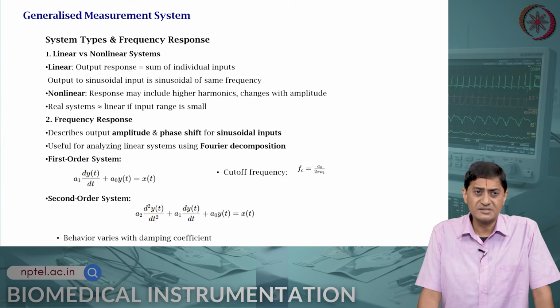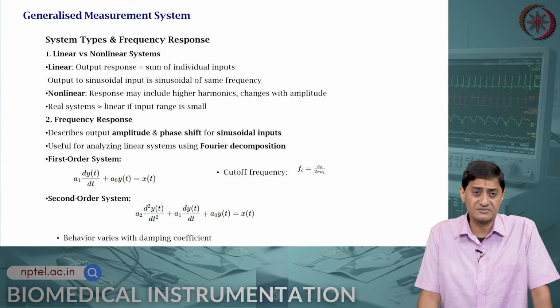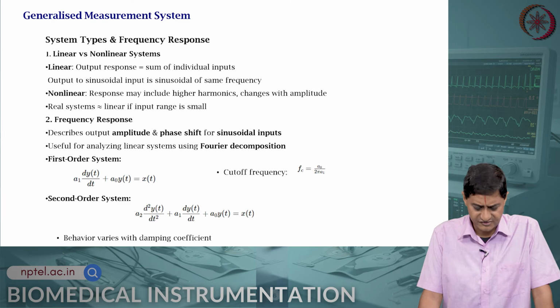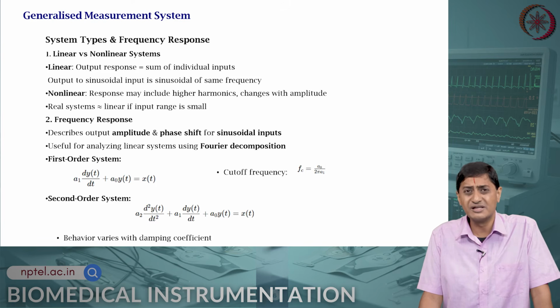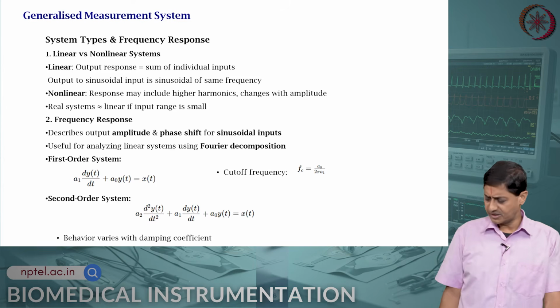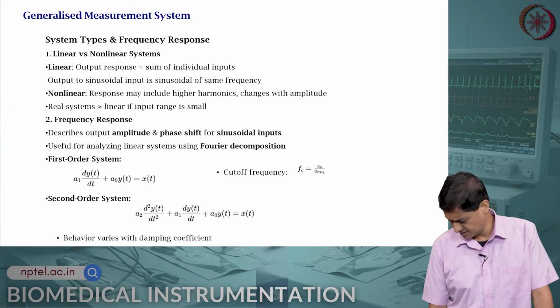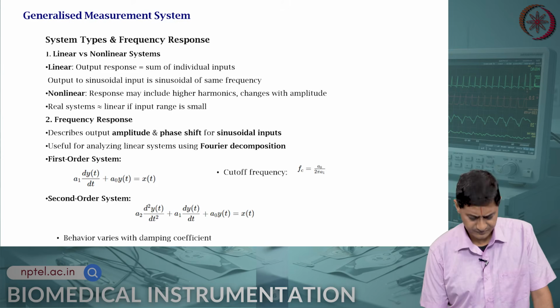For example, if you are looking at a first order system, you know this: A1 y dot plus A0 y of t is x of t, or a second order system, for example, A2 y double dot plus A1 y dot plus A0 y of t is x of t. The behavior will vary with the damping coefficients. There are cutoff frequencies. We know all these things from our fundamental understanding of engineering mathematics and differential equations.